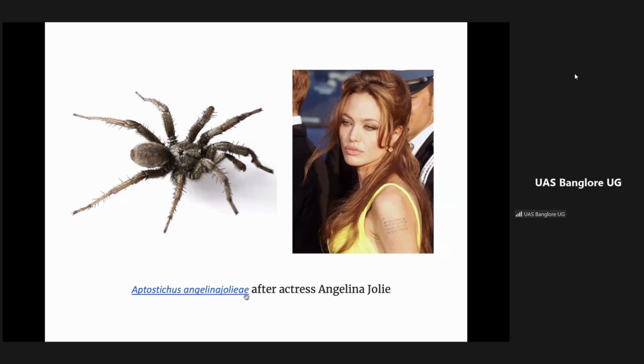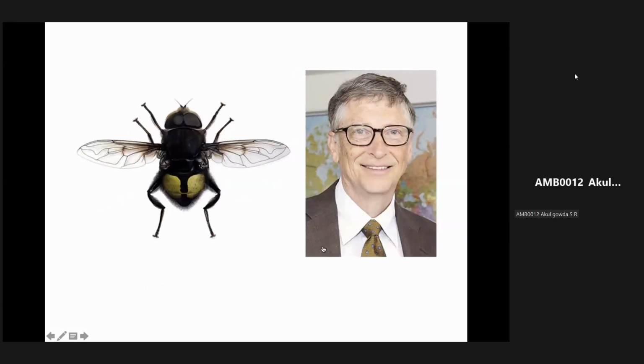So it is Angelina Jolie. So you can see that the name ends with AE if it is a female. She has been named after a spider. Anybody? Bill Gates. Very good. What would be his name ending? It is Gatesi. So they have taken Bill Gates and added I at the end. Aristotelis is the genus name and the species name is Gatesi, named after the founder Bill Gates.